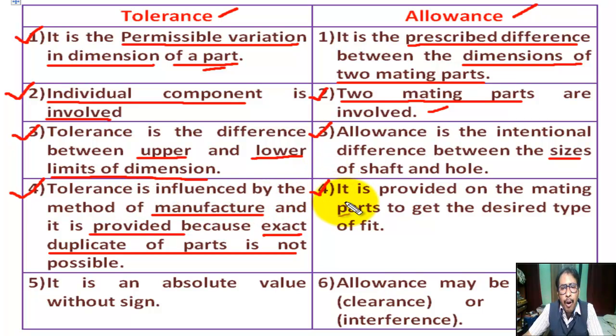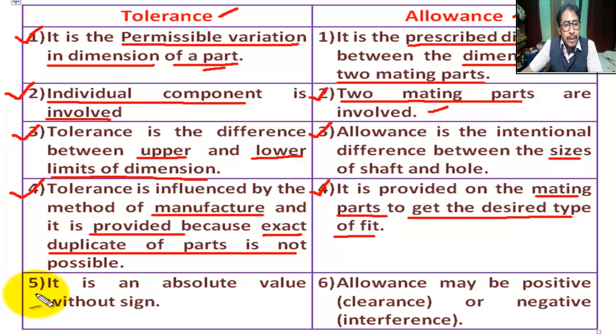Number 4, for allowance. Allowance is provided on the mating parts to get the desired type of fit. Desired type of fit means maybe clearance fit, interference fit or transition fit.